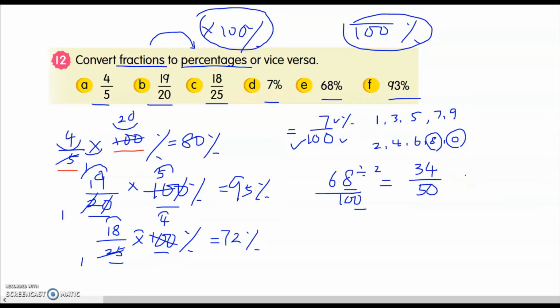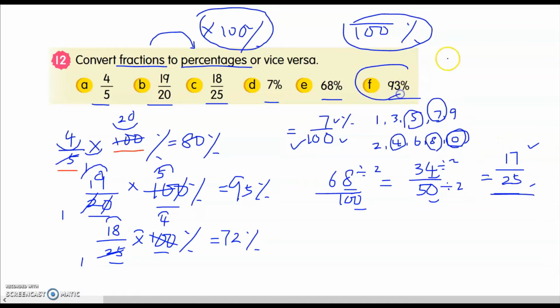Okay, is this the final answer? Can we simplify further? Yes, we can. 4 and 0. Can you see 4 is over here? 0 is over here. So again, we can divide by 2 because they are even numbers. So 34 divided by 2 is 17. 50 divided by 2 is 25. Now this is odd number, right? 7 is odd number. 5 is odd number. Are they in any times table? No, they are not, right? 17 is not in any times table. So this is the final answer.